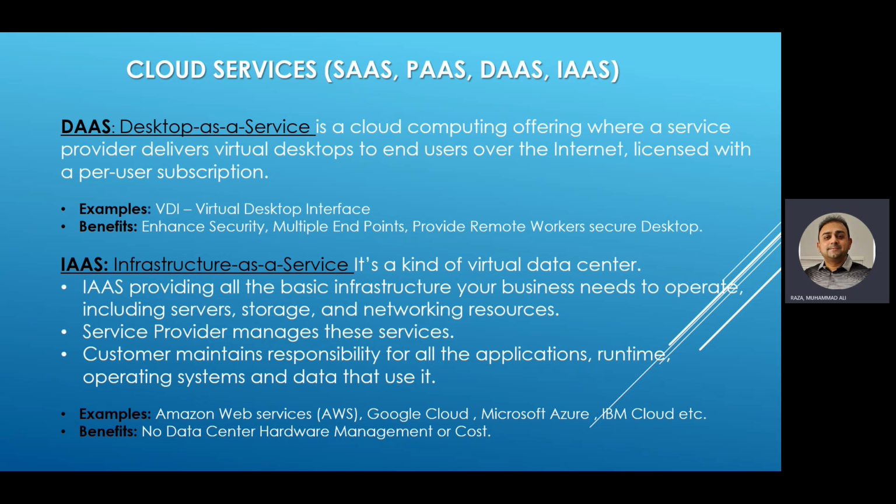The fourth and the last one is infrastructure as a service. So it's a kind of virtual data center where they provide all of the basic needs of the infrastructure for your business to operate: servers, storage, and networking resources, and all of these they provide as a service, and we can use all of those infrastructure services for our different applications and different kinds of servers and different kinds of loads. So examples are Amazon Web Services, they are providing their own public cloud, Google Cloud, Microsoft Azure, IBM Cloud.